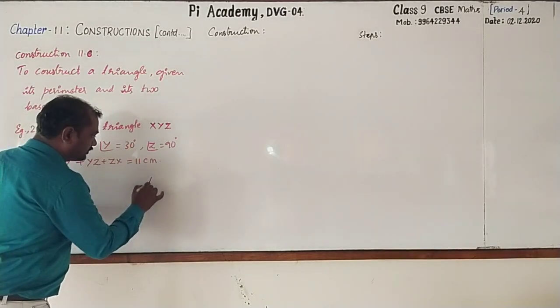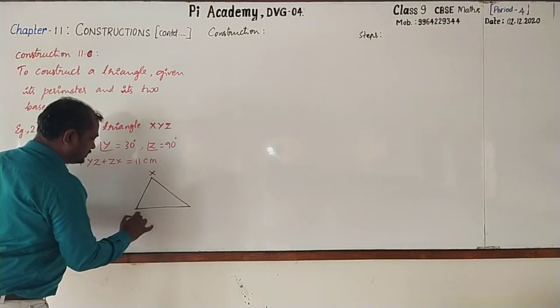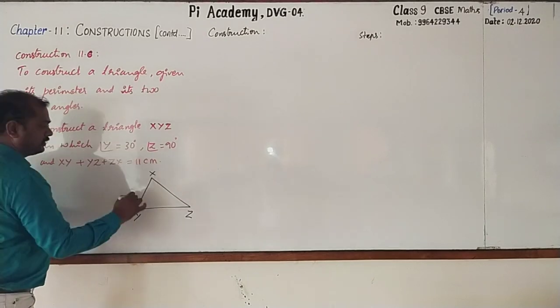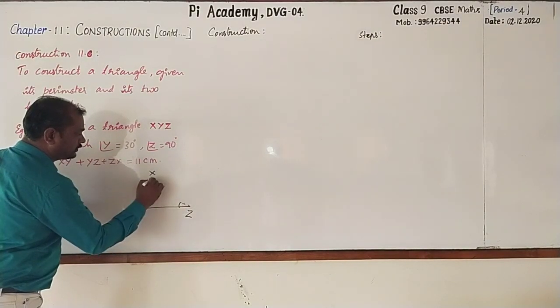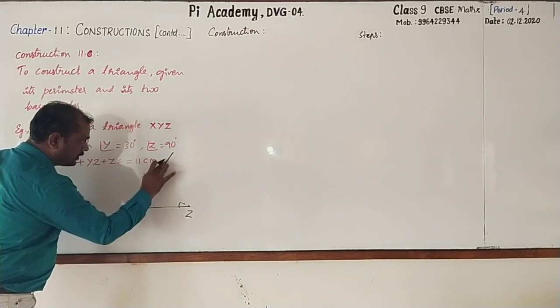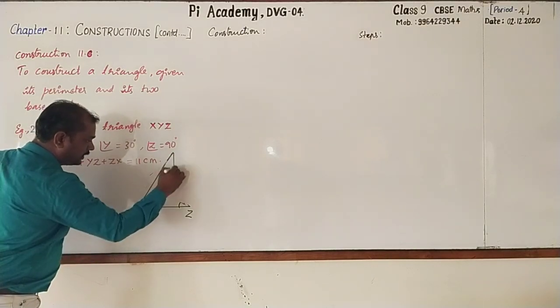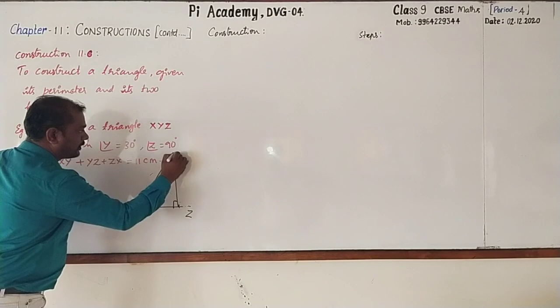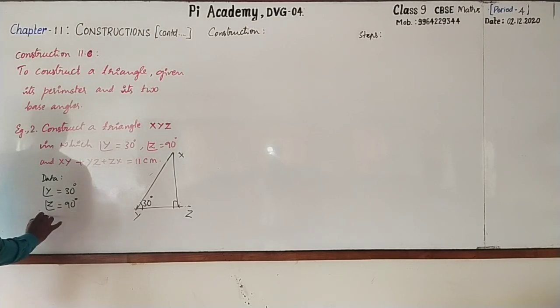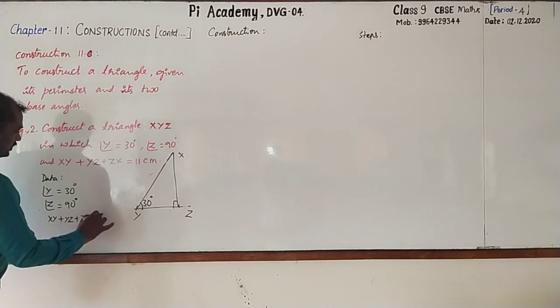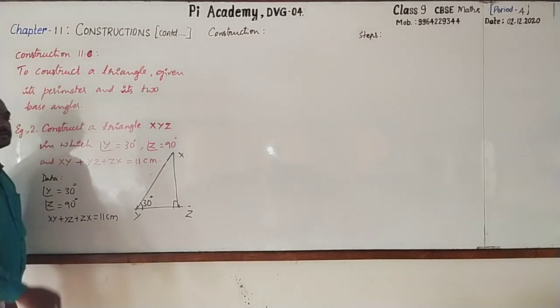So let me draw the rough sketch and name this as XYZ. They have given base angles as Y and Z. Y is 30 degree and Z is 90 degree. Actually, we have to draw the rough sketch like this. It is a right angle triangle. Now, here I will write data. Here, angle Y equal to 30 degree, angle Z equal to 90 degree, then XY plus YZ plus ZX equal to 11 centimeter. Now, let's go for constructing.